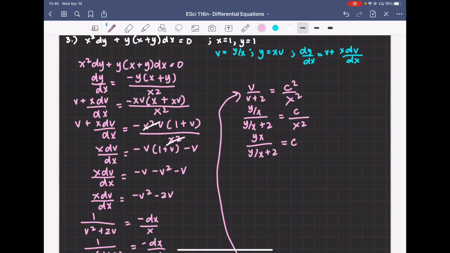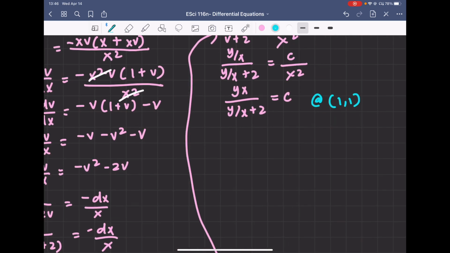And using our condition wherein x equals 1 and y equals 1 to get our value for c, that's 1 times 1 all over 1 over 1 plus 2 equals c. And that is 1/3 equals c.